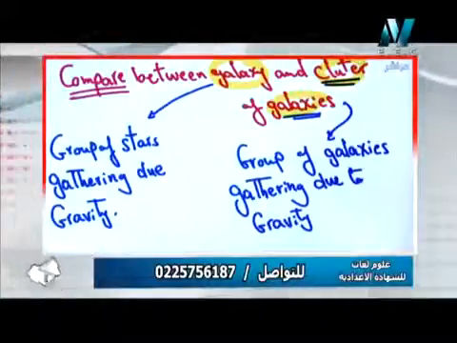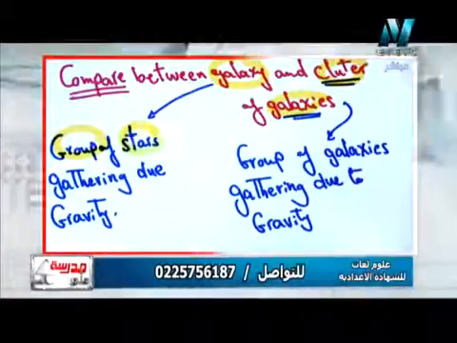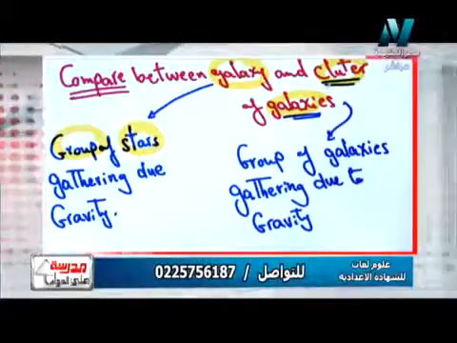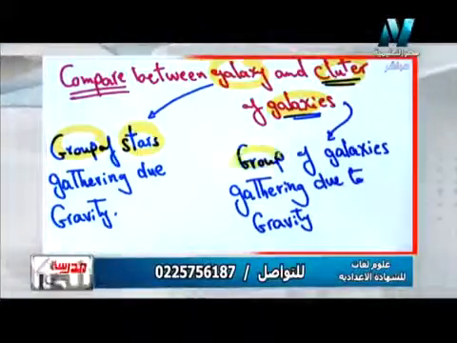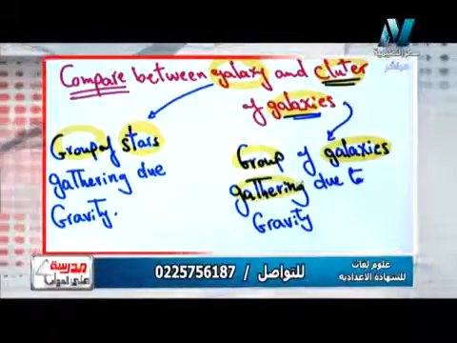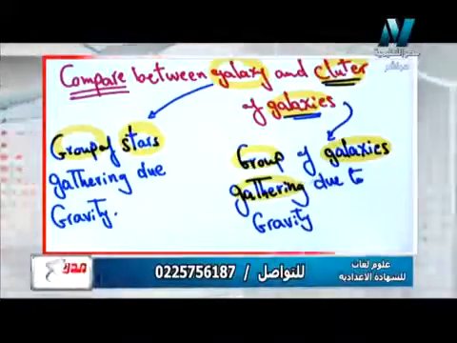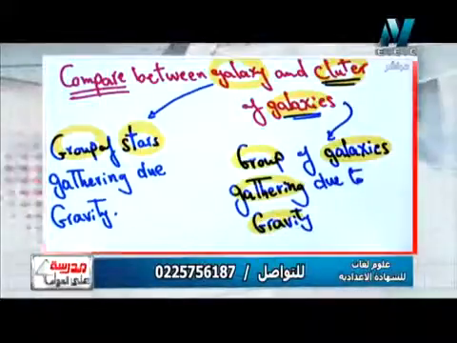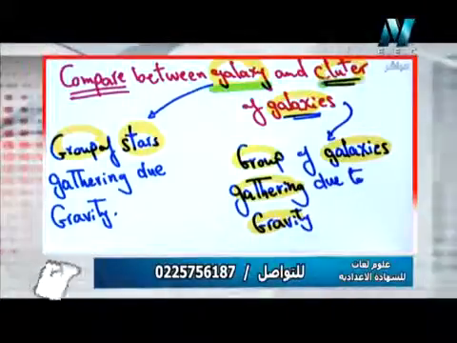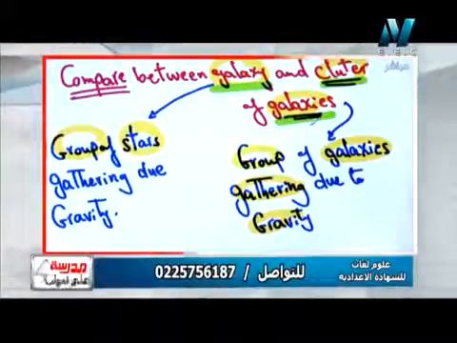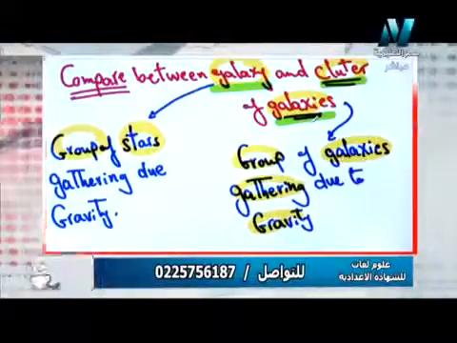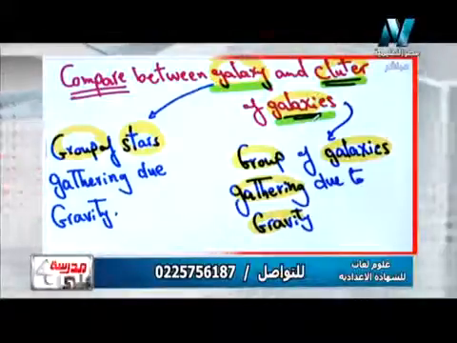We know galaxy is a group of what? Of stars. مجموعة من النجوم. Gathering due to the gravity. While cluster of galaxies, group of galaxies. مجموعة، هو مجاوب نفسه. Gathering أو grouping، يعني هنا اتجمعوا due to gravity. So here, as we see, my dear students, we can differentiate between galaxy and the cluster of galaxies by very easy way, as we use here just the definition to define each one of them.